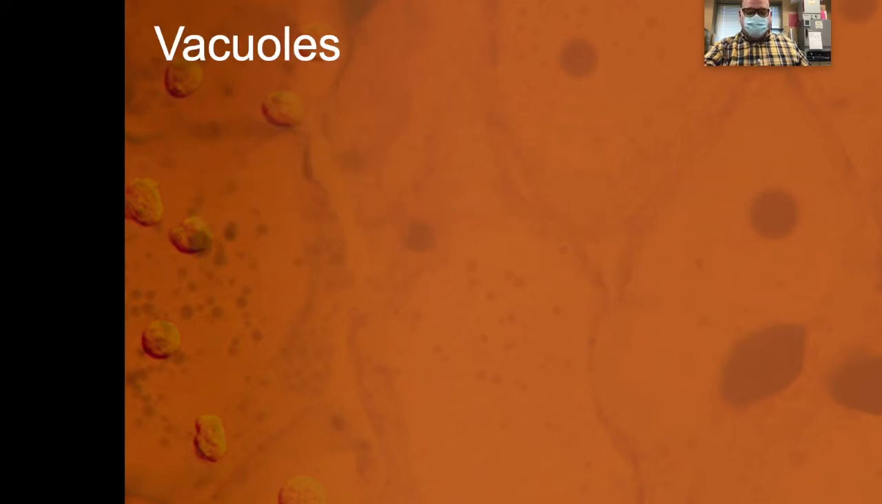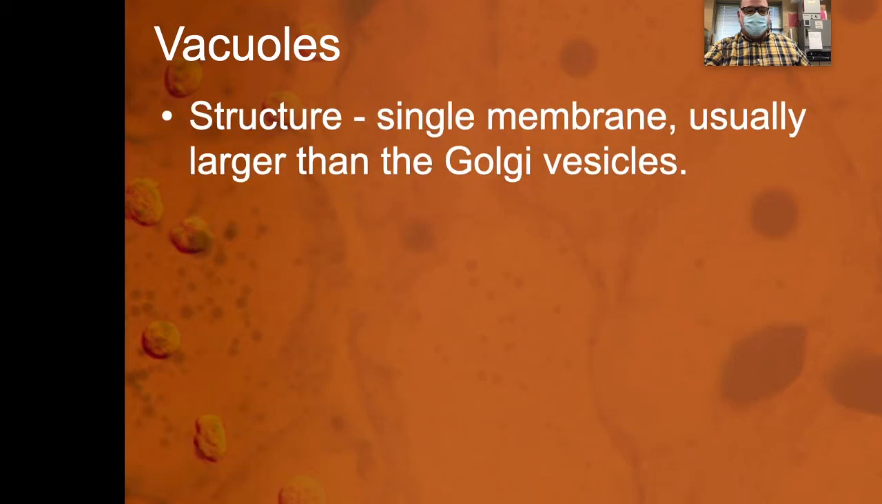All right, let's do vacuoles real quick, and then we'll end this segment. Vacuoles are one really big membrane that can take up a lot of space in a cell, way bigger than the little vesicles the Golgi gives off.